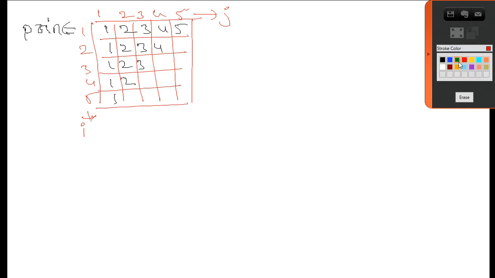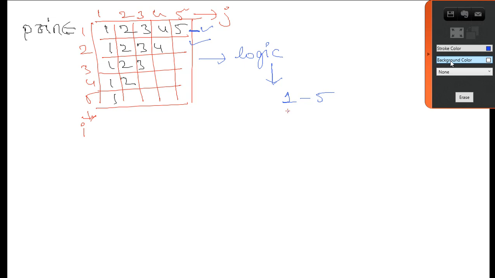Now how are you going to prepare the logic for this one? First loop is what? 1 to 5. Second one is 1 to 4. Third one is 1 to 3. Fourth one is 1 to 2. Fifth one is 1 to 1. That's it.